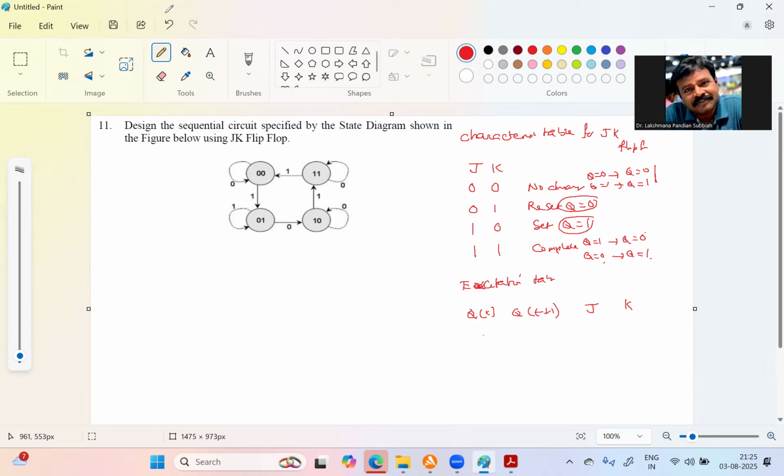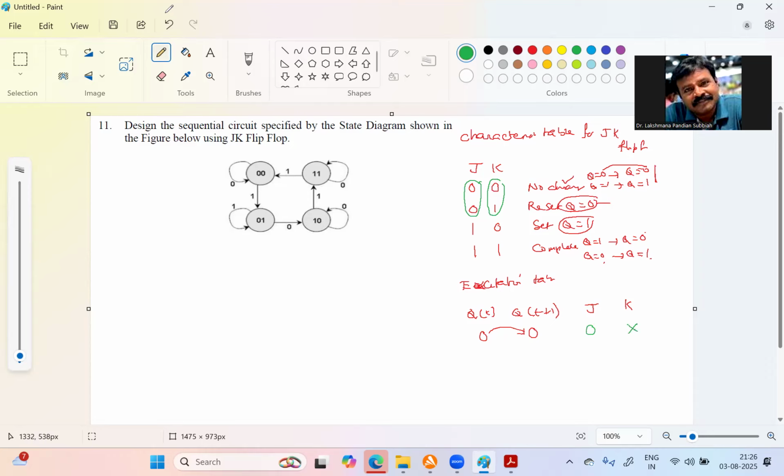Q is already 0 and it changes to 0. For a 0 to 0 change, what should the J value be? Two cases are possible: no change, and reset. So J should definitely be 0, and K is 0 or 1, that is, x. So 0 x.